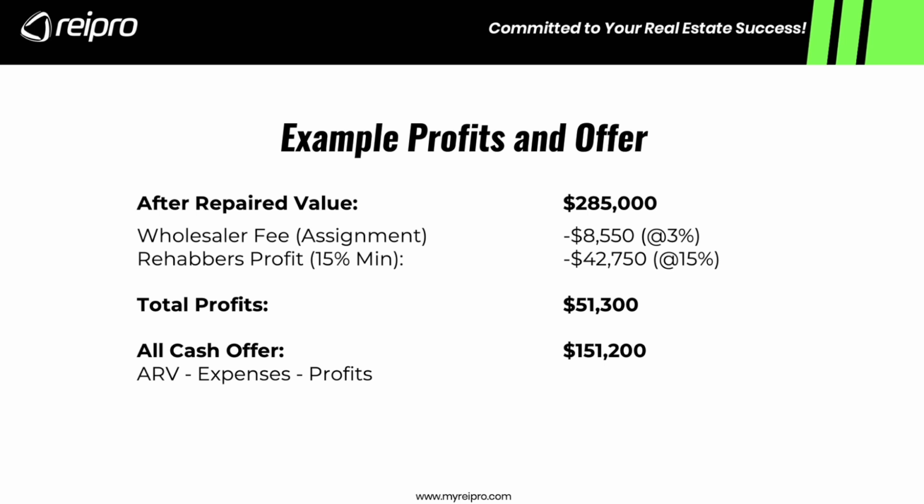So this is the ARV minus expenses minus profits, $151,200. Now the percentage of ARV on this, now keep in mind, that's my maximum offer. Okay, so that's 53%. That's why it's crazy to hear people say, oh, you take this 65% or 70%, whatever these crazy formulas are. Look, the simple fact of the matter is it's the ARV minus expenses minus profits. That's your offer. But you do want to start a little less than that.